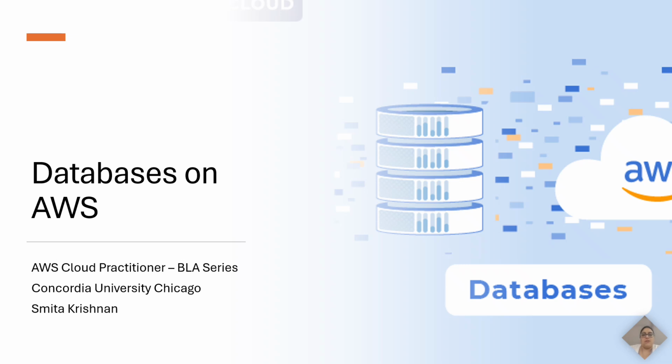In this content, we'll explore four key AWS services: Amazon RDS for relational databases, DynamoDB for NoSQL, Redshift for data warehousing, and Aurora for high performance relational needs. Let's get started with the basics of databases in the cloud.